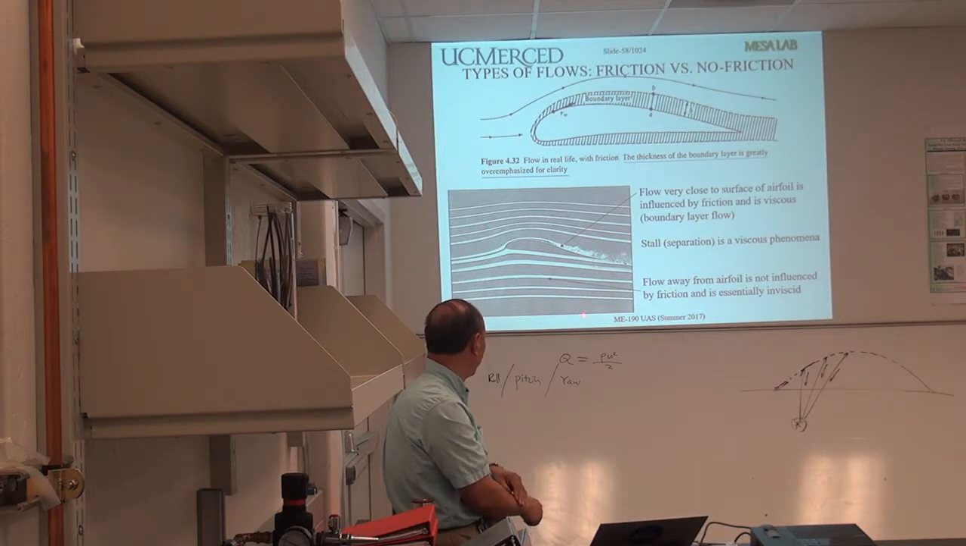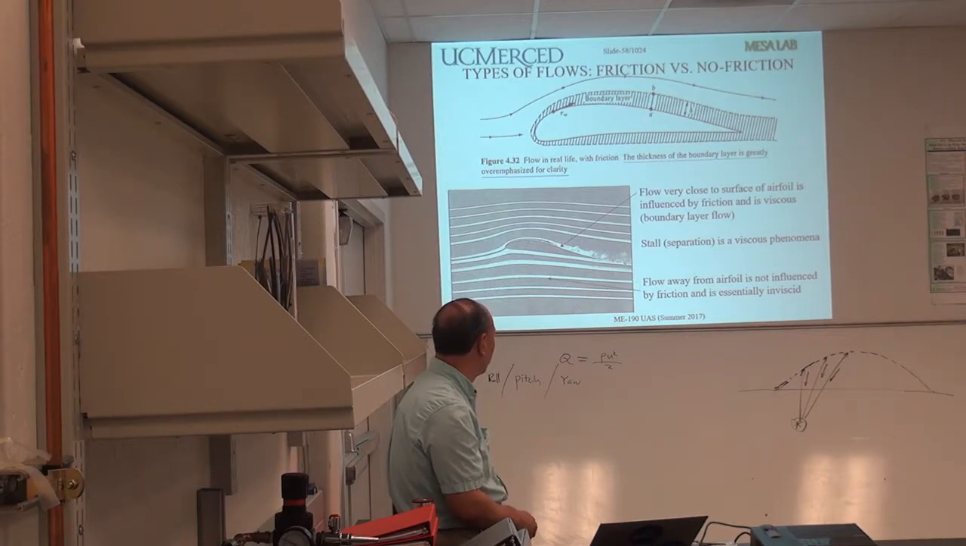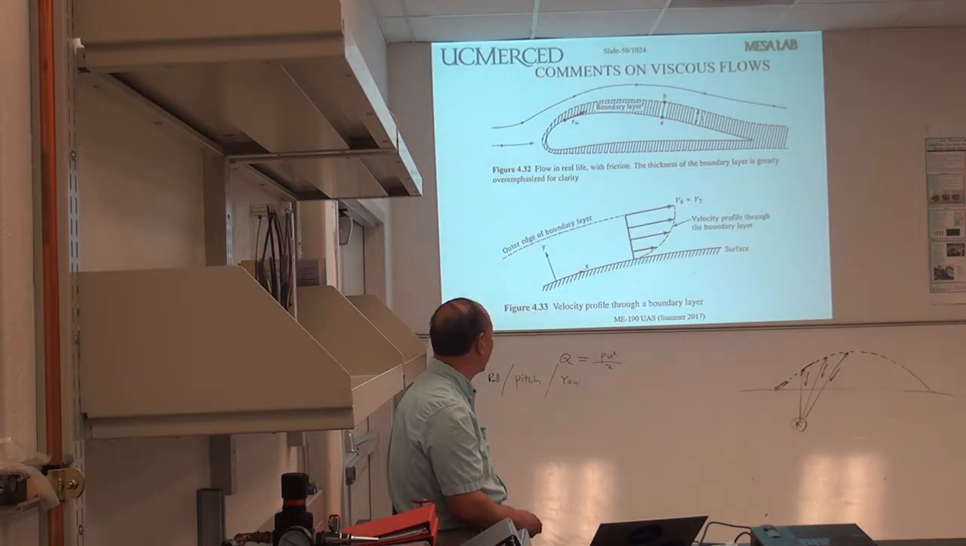The flow away from the airfoil is not influenced by friction, so it's called inviscid. Okay, let's have a closer look. We enlarge a lot, and you will see at the surface of the foil a velocity profile through the boundary layer. This profile is also predictable through the boundary layer. So in real life, it's like that.